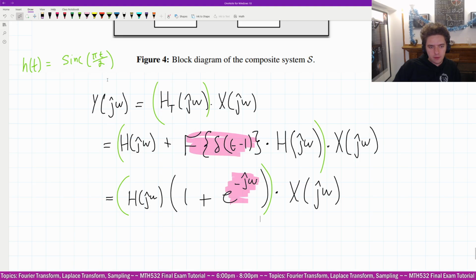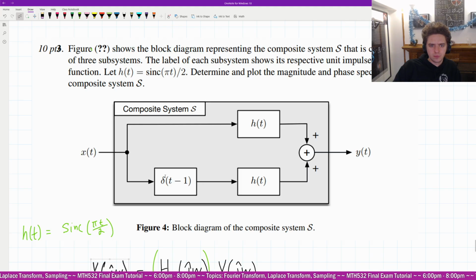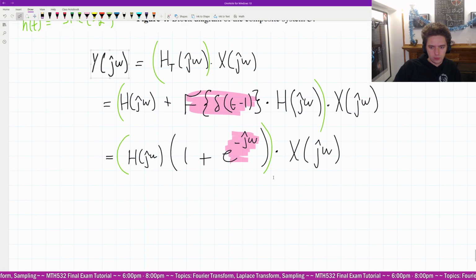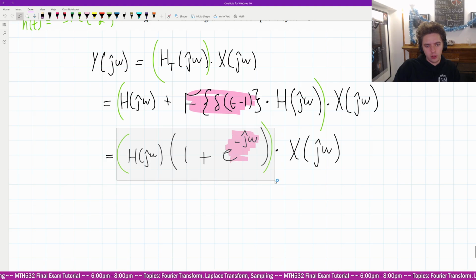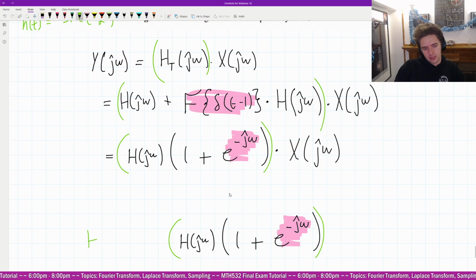Now, what are we doing again? We're finding Y of j omega. No, sorry. We only care about this. I don't know why I'm doing it like this. We only care about the total, H total of j omega. We don't know anything about the input or anything. So that's H total of j omega.